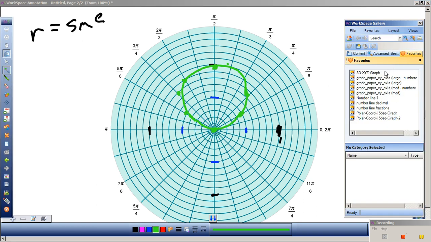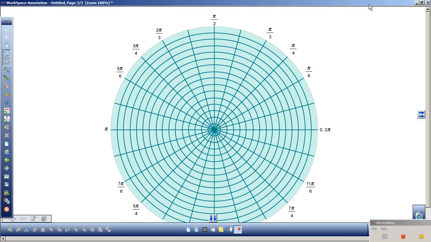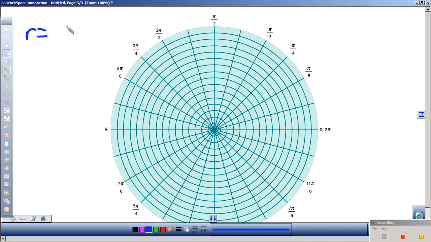Now, a bit more complex. How about r equals the sine of, say, 4 theta? Okay, so this gets a bit more difficult. Let me just do a cosine one since we did a sine one before. r equals cosine of 4 theta. So again, this is one you should be able to do by hand.